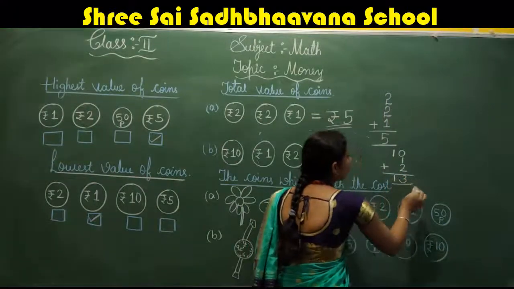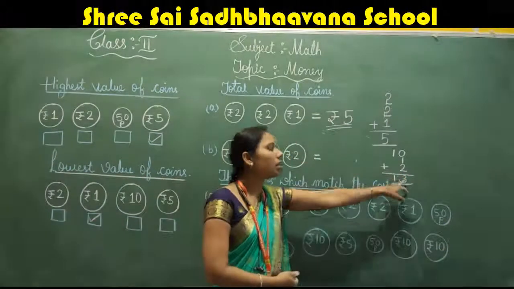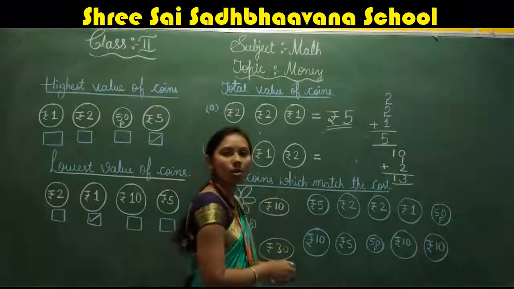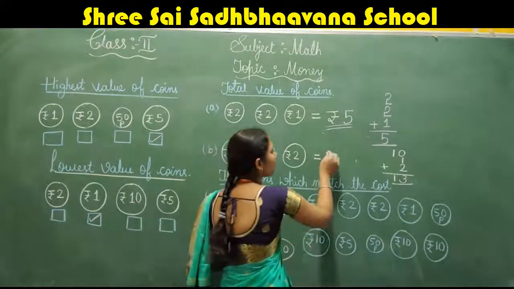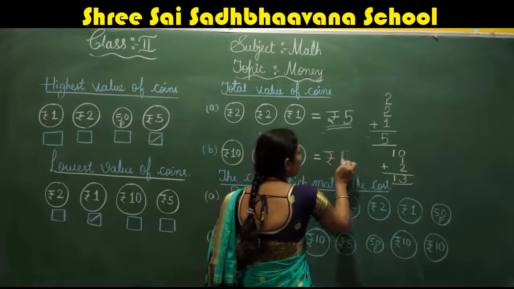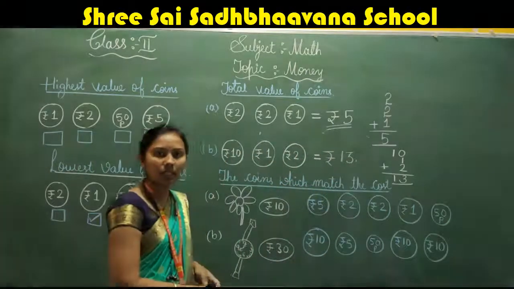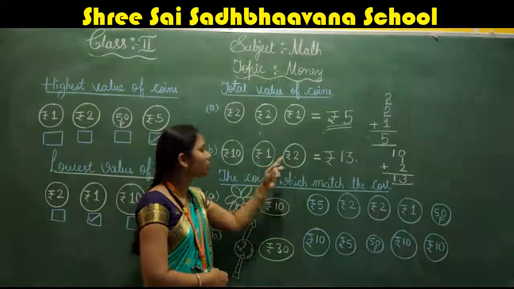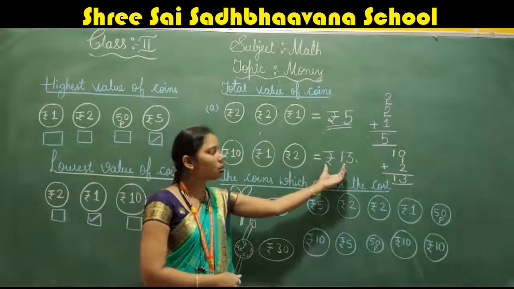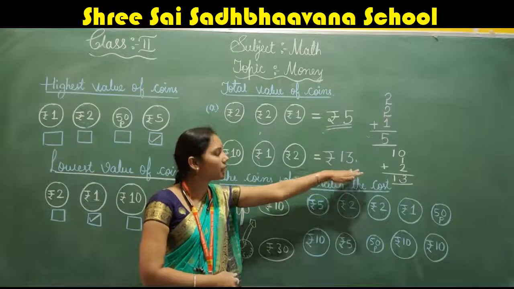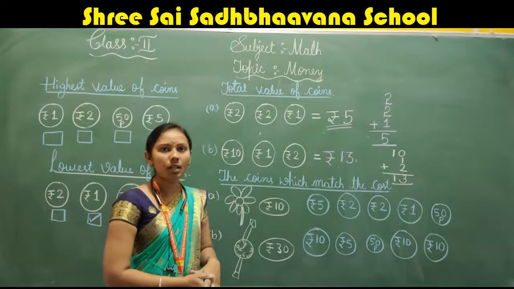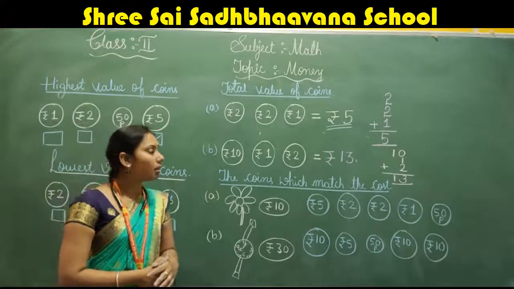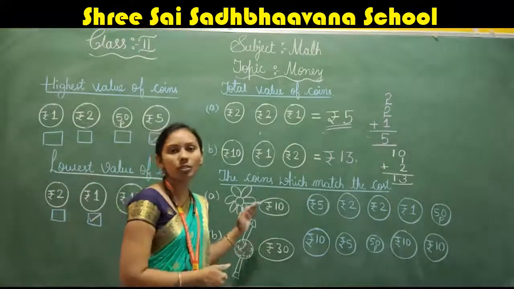So what happens here? 1 ten plus 3 ones is 13. So when you add these coins, you will get rupees 13. Right, children? When you add this 10 rupee coin plus 1 rupee coin plus 2 rupee coin, the sum of rupees is 13 rupees. Okay, understood, children? Yes.